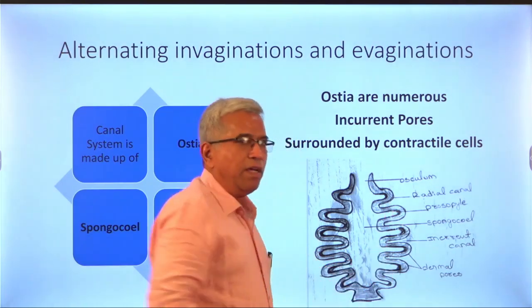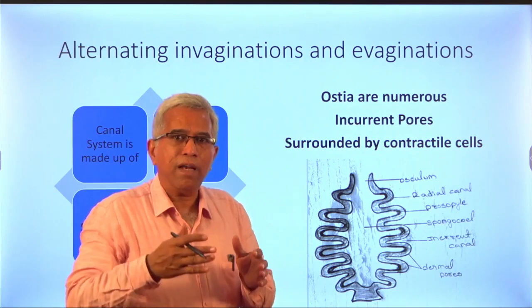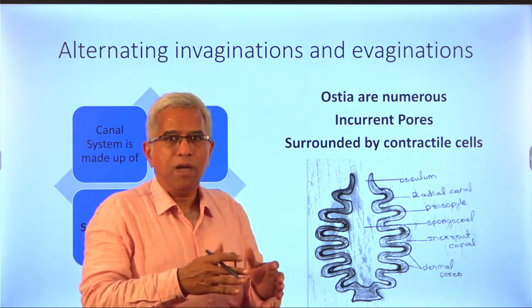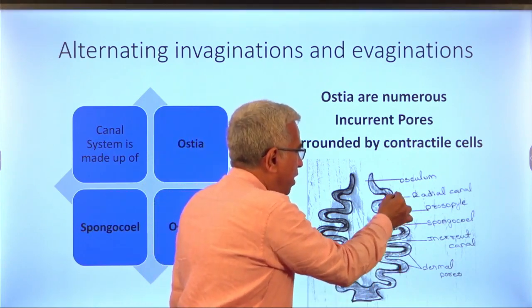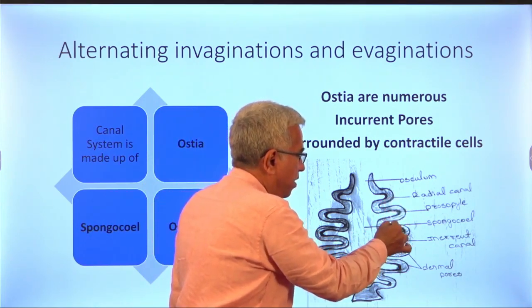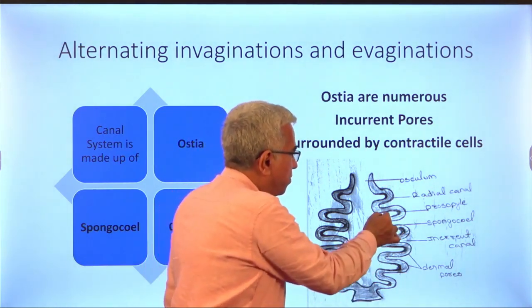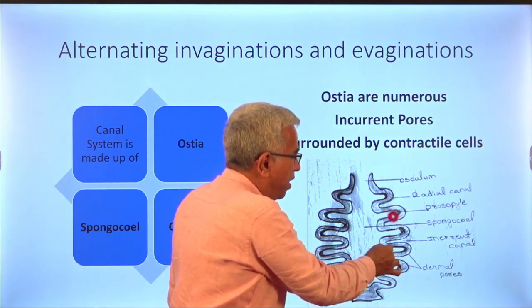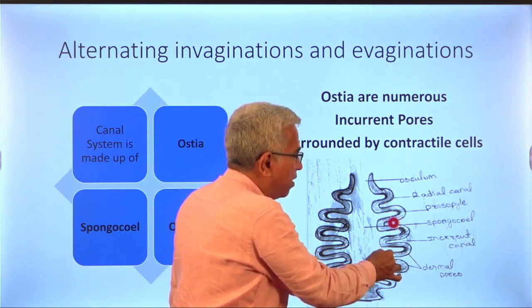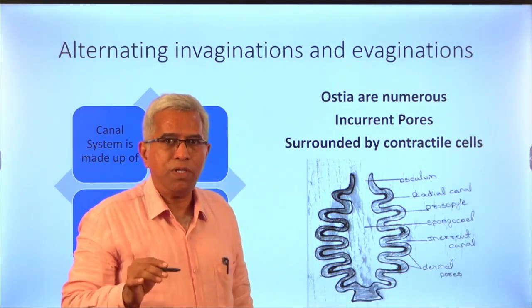Let me explain. The radial canal and the incurrent canals run parallel to each other. Ostia open into incurrent canals like this. And this is a radial canal. This is radial canal, and this is incurrent canal. Radial canal and incurrent canals run parallel to each other.